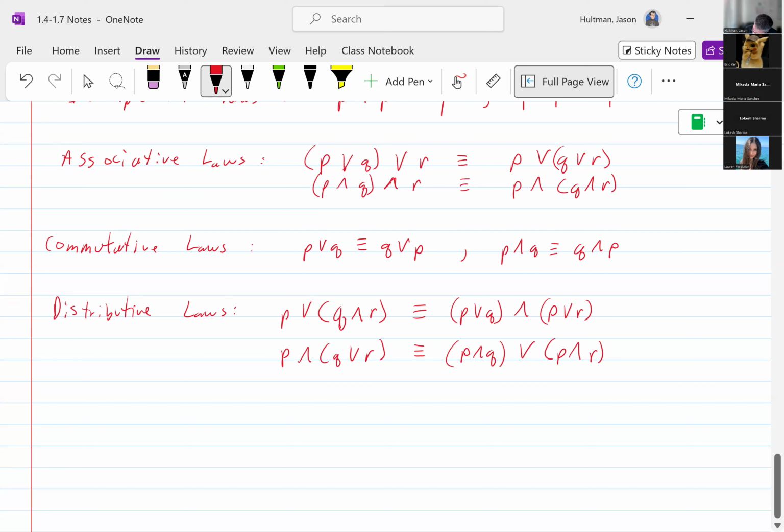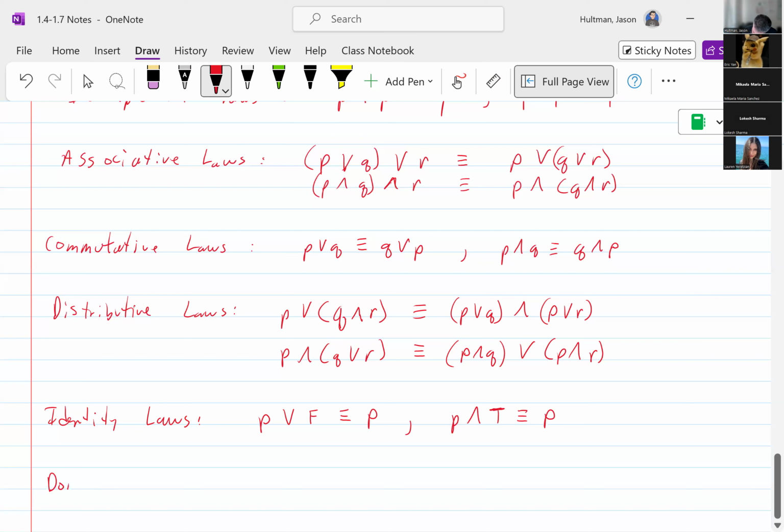The identity laws: if I take P and do an or with a false statement, that will always just produce back P. Likewise, if I take P and do an and with a true statement, that will also always produce back something logically equivalent to P.